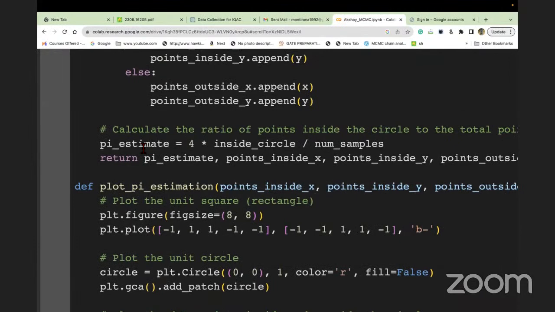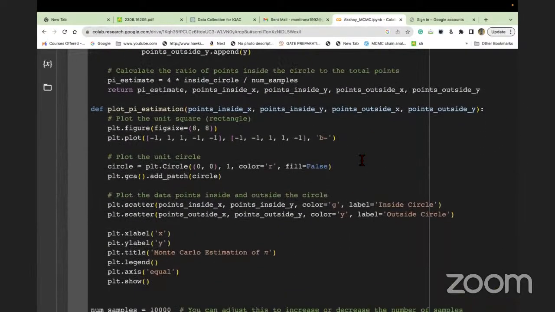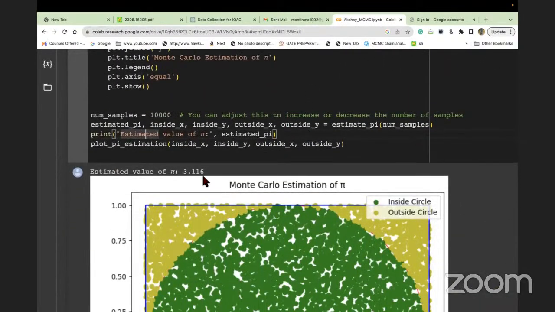So you see, this is just a simple if-else loop and other conditions. Now what I'm doing is 4 times the number inside the circle divided by the total number of samples, how many dots you are throwing, and if you calculate, the value that I am getting is 3.116. This is not the correct value, obviously. This is an approximate value.